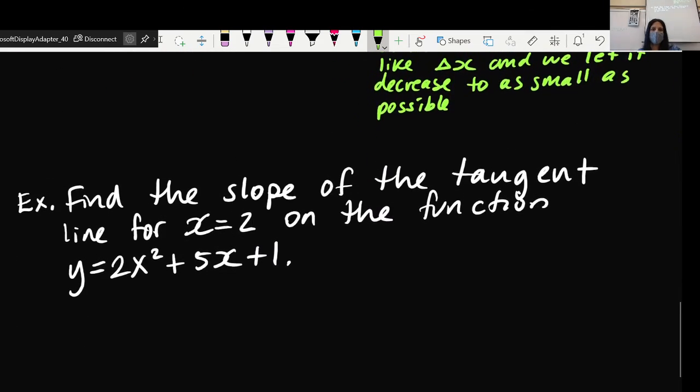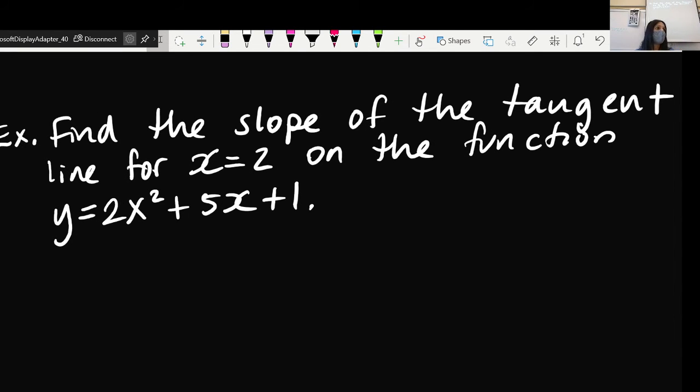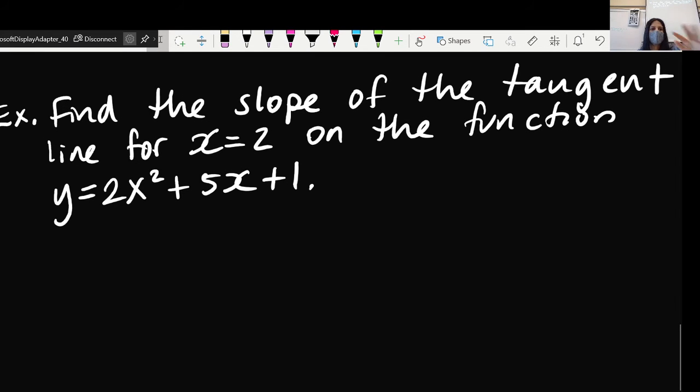Okay, so find the slope of the tangent line for x equals 2 on this function. And this time we're just basically practicing the new notation. I'm going to run through it with you. I would normally give you time, but I'm going to run through it with you. I'll give you a minute to copy down this question, and then I'll go through it with you.